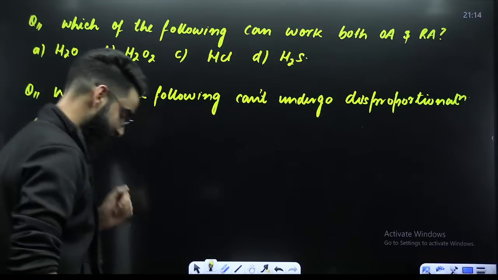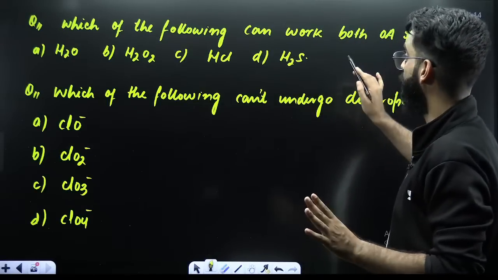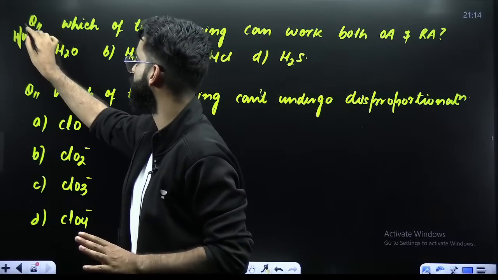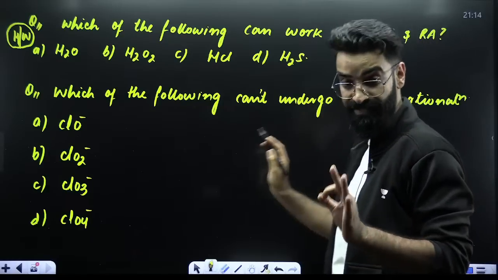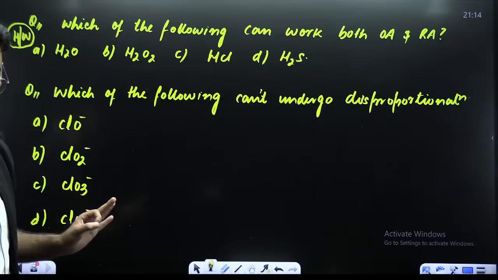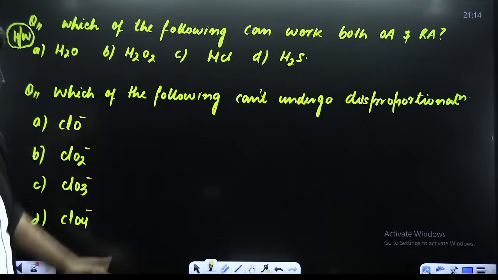For example, these two questions we have. This question is your homework question. You should be in a position to answer this question on your own. Which of the following can work both as an oxidizing as well as a reducing agent? I have been telling you for so long how we identify that.